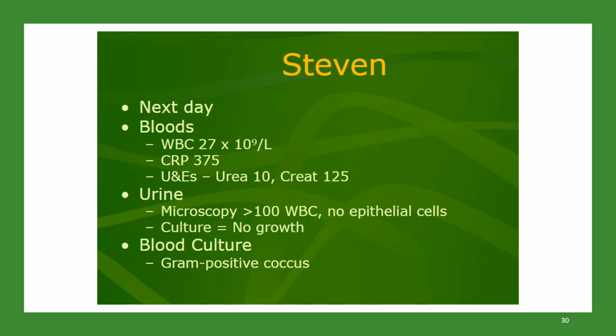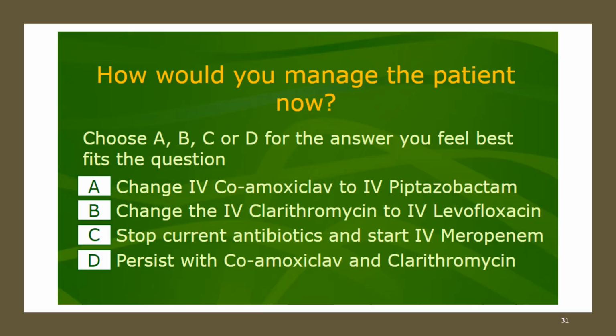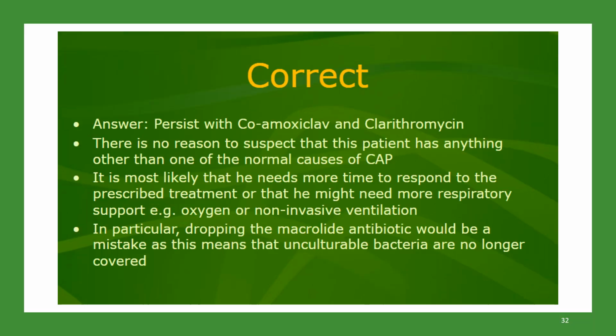Next day, the bloods revealed high WBC, high CRP, and urea and creatinine increased. The urine culture yielded no growth. On microscopy, pus cells were in high numbers in urine. Blood culture yielded a gram positive cocci. Now, how will you manage this patient? Will you change the antibiotics, or will you stop them, or will you persist with them? Persist with them, because there is no reason to suspect that the patient has anything other than the causes of community acquired pneumonia. It's most likely that he needs more time to respond.